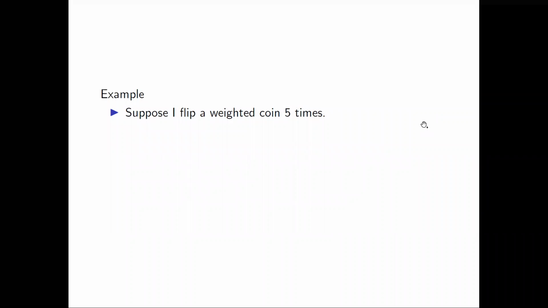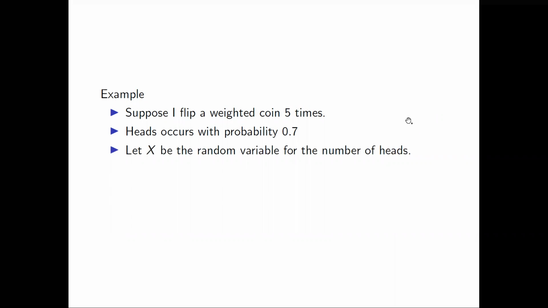Let's look at another example. Suppose that we flip a weighted coin 5 times. And heads will occur with probability 0.7, so tails is probability 0.3. And we'll define x to be the random variable for the number of heads. So here's a problem for you to think about. What is the expectation of x?